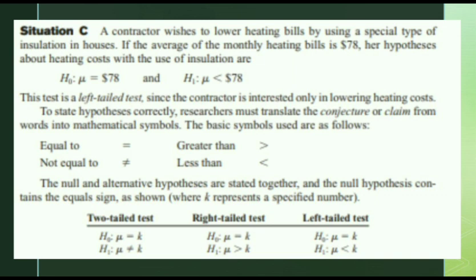So if there are possibilities of both decrease or increase, it is a two-tailed test. But if the focus is only on increasing, it is right-tailed. But if only decrease, it is left-tailed.